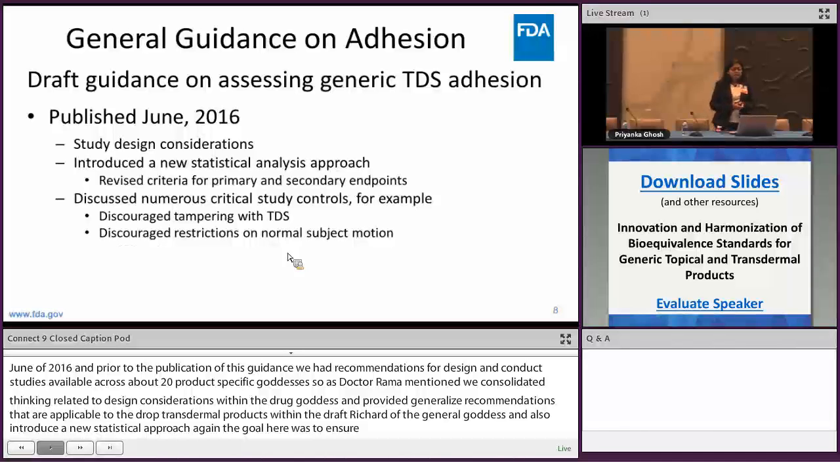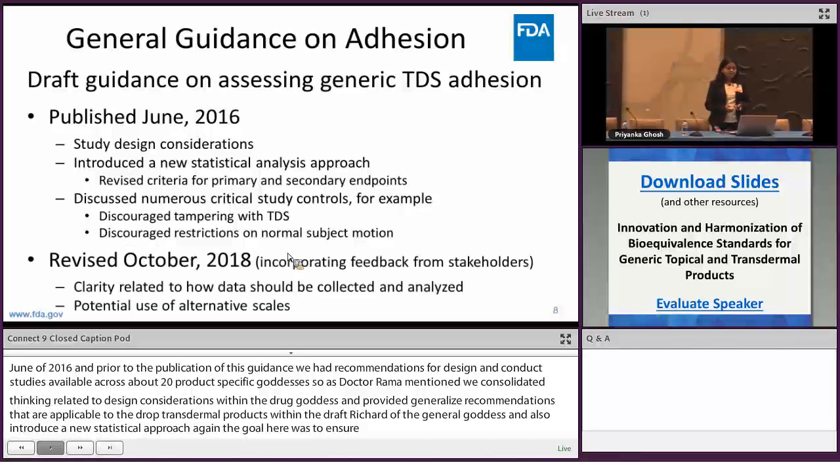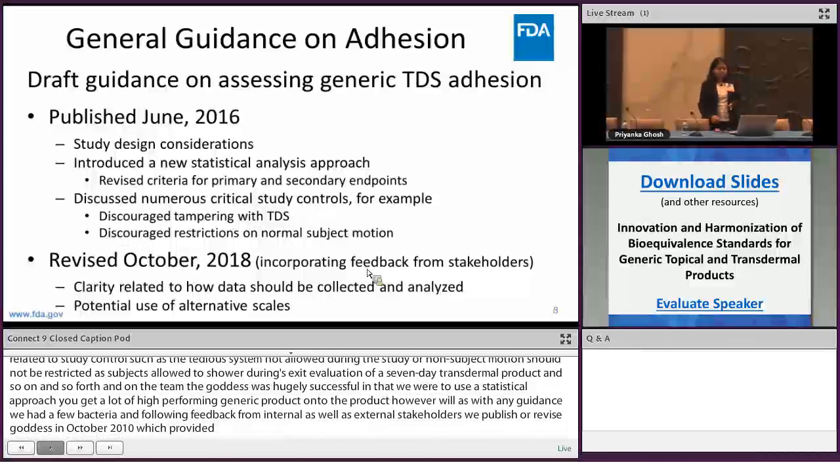We think that this guidance was hugely successful in that we were able to use the statistical approach to get a lot of high-performing generic drug products onto the market. However, as with any guidance, we had a feedback period, and following feedback from internal as well as external stakeholders, we published a revised guidance in October 2018, which provided additional clarity related to how data should be collected and analyzed during the adhesion studies, as well as the potential use of alternative scales in addition to the 5-point scale that we typically recommend in our guidances.